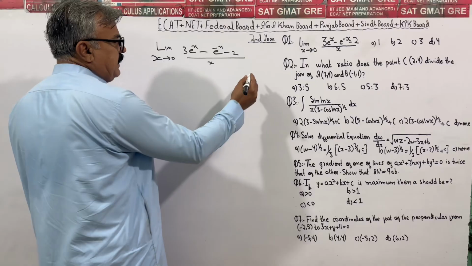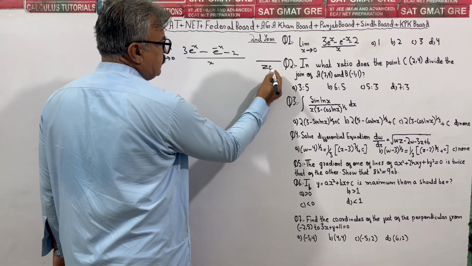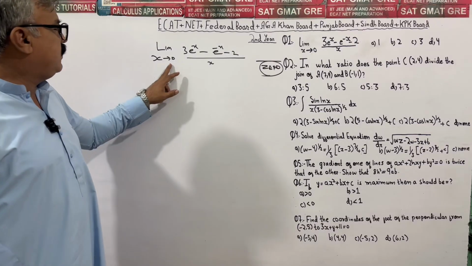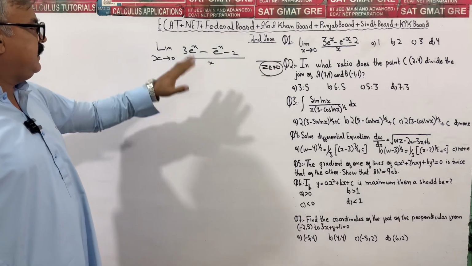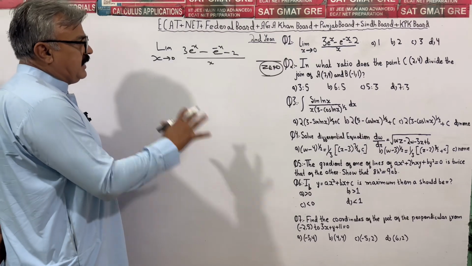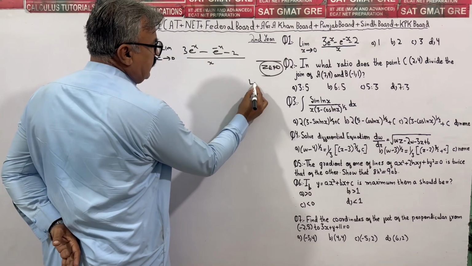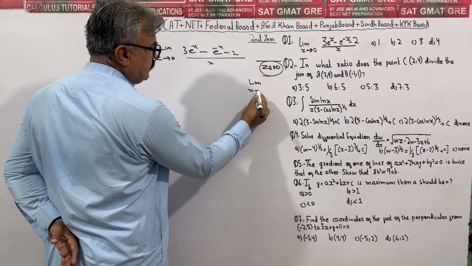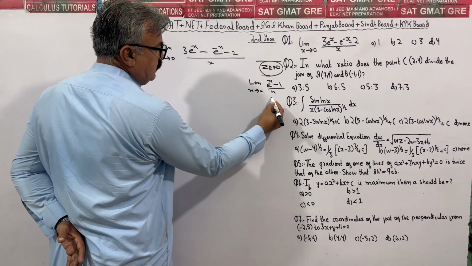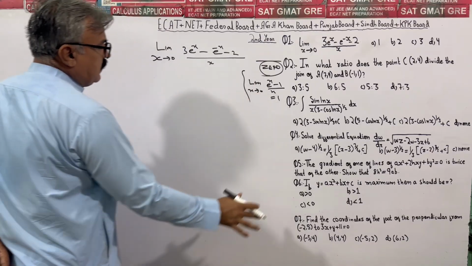If the denominator is not equal to 0, then it's our answer. But if we put x equal to 0, our denominator is 0. Traditionally, at our second year level, we utilize this formula: limit x tends to 0 of (e^x - 1) over x is equal to 1. We utilize this formula.